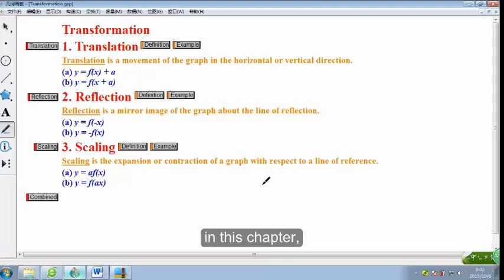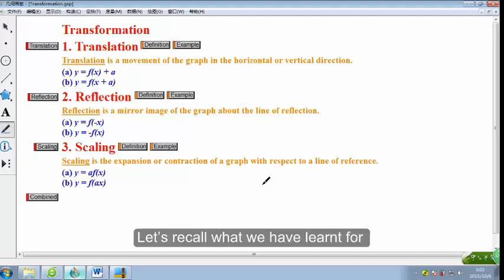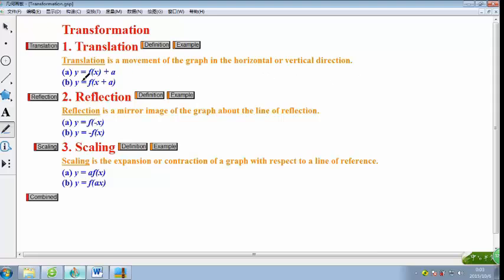Hi guys, in this chapter, you'll be learning to graph this combined transformation. Let's recall what we have learned for basic transformation. Translation. Translation is the movement of the graph in the horizontal or vertical direction. We have learned translation parallel to y-axis and translation parallel to x-axis.